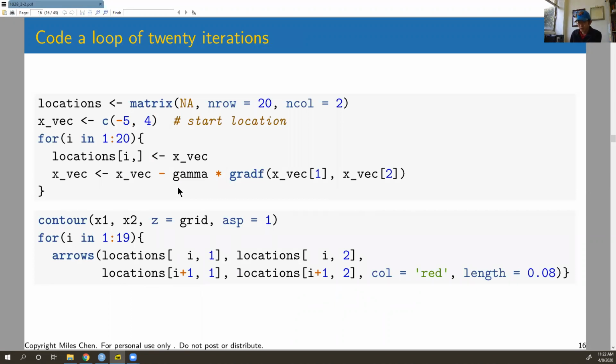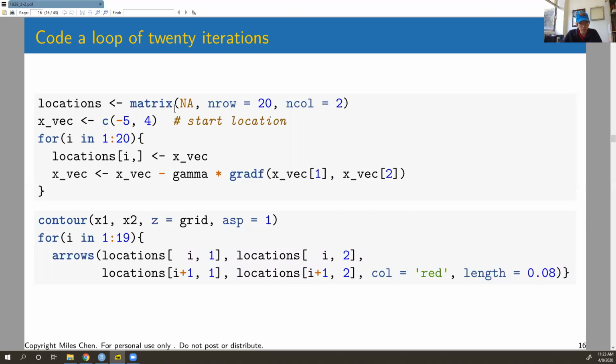Normally you would have your gradient descent algorithm run until the difference between one iteration and the next iteration is less than some epsilon value. You choose some epsilon value and say, keep running until the difference is small enough that I'm going to ignore it. But here I'm just doing 20 iterations for illustration.